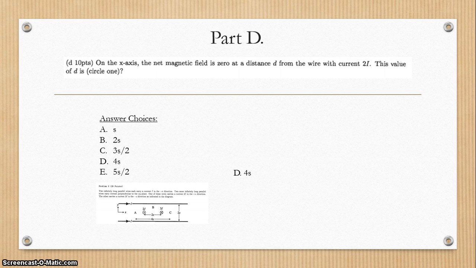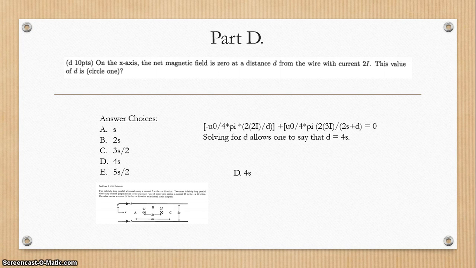Noting that, you find that the answer choice yields D, a distance of 4s apart, to result in a net magnetic field equal to 0 through the manipulation of the above equation.